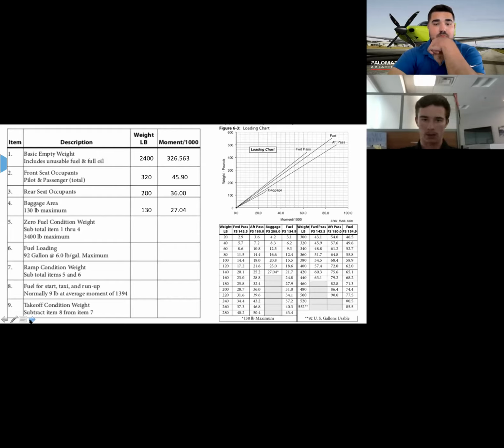Then we can add all those together, both the weight column and the moment column, and get our zero fuel condition weight and our zero fuel weight moment. Next up, we're going to be using a full fuel load. What we talked about with the 22 turbo is going to be a 92 gallon useful load. So 92 gallons at 6 pounds per gallon is going to be 552 pounds. We can also see in the loading chart right there, there is the double asterisk with 92 useful gallons of fuel, and that being a moment of 85.5.